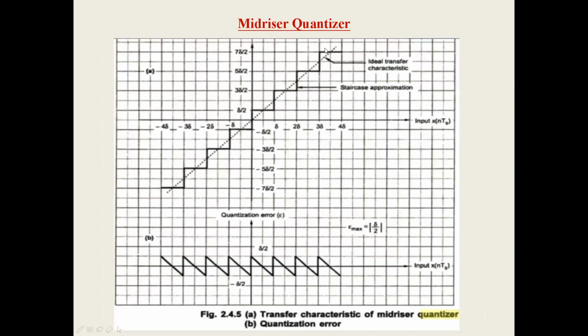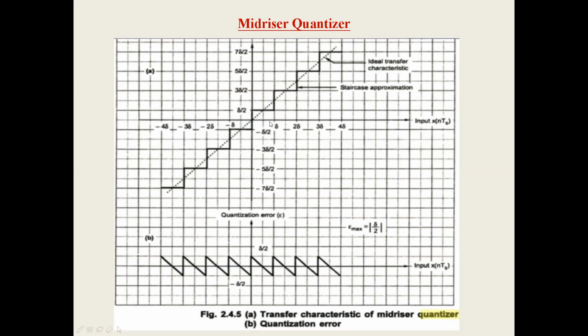Next, mid-riser quantizer. Here also a dotted line is there, which is the ideal characteristic, and a staircase output. So here you can see the maximum quantization error for this case is also delta by 2 only. And you can see here when the input is 0, the output of the quantizer will be either plus delta by 2 or minus delta by 2. When x of nTs is 0 at the origin, the output of the quantizer will be plus delta by 2 or minus delta by 2.